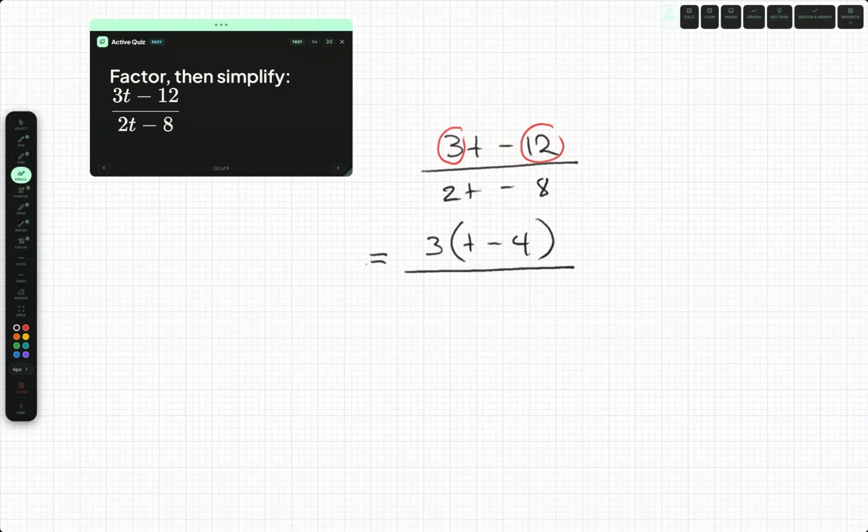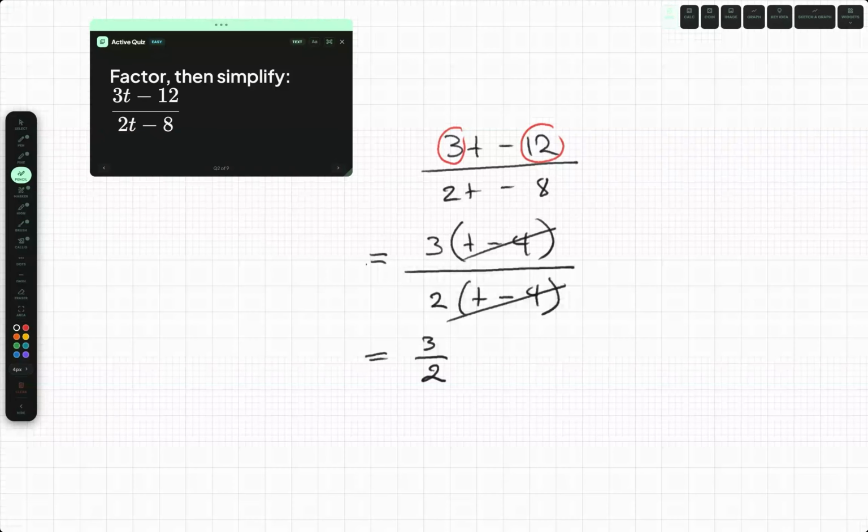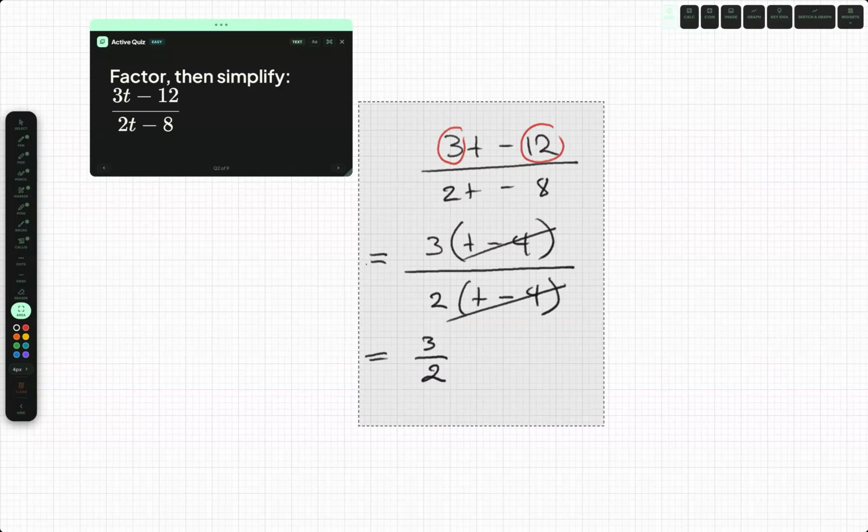All over, well, 2t and 8 have a common multiple of 2, so bring the 2 out the front, and then 2t divided by 2 is just t, and negative 8 divided by 2 is negative 4. Again, we have this common factor here that we can cancel, and then we're left with 3 over 2. Right, so let's get rid of those now.